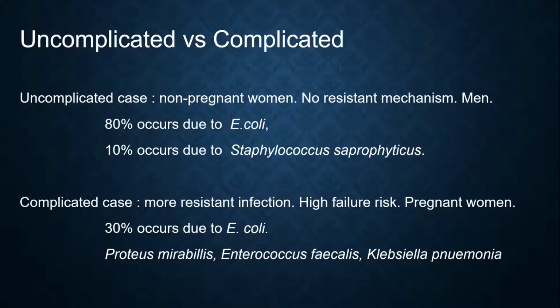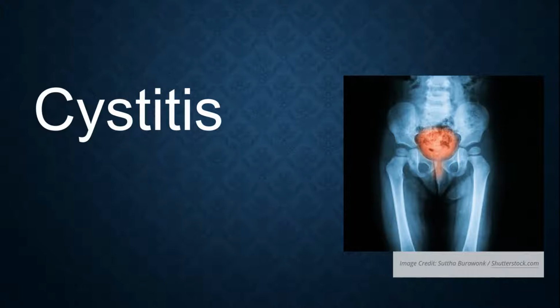The complicated case is a more resistant infection, and there's high failure risk. It includes the pregnant woman case. So 30% occurs due to E. coli, and Proteus mirabilis, Enterococcus faecalis, and Klebsiella pneumoniae are included in this case. This is complicated and it has a higher risk of developing into sepsis, so it should be handled with more severe medicines. Let's look at cystitis.